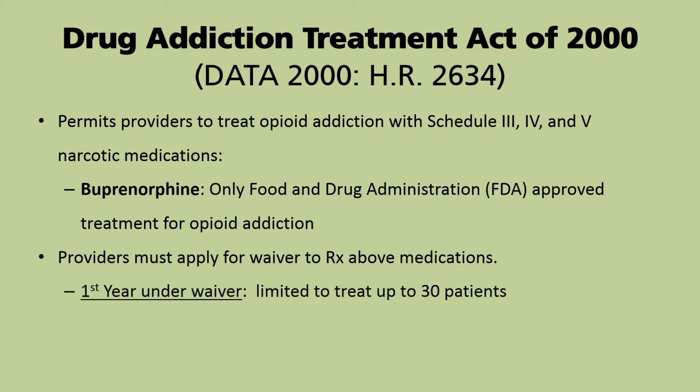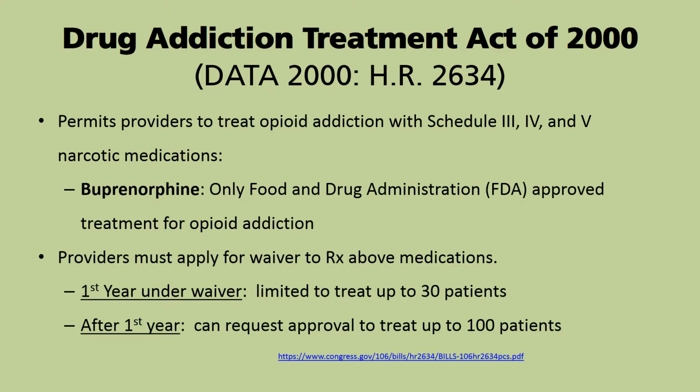The Drug Addiction Treatment Act of 2000 allows providers to treat opioid addiction with Schedule 3, 4, and 5 medications. Currently, buprenorphine is the only FDA-approved treatment for opioid addiction. Providers may register to prescribe buprenorphine and may treat up to 30 patients in the first year once this registration is obtained. After the first year, providers can request to treat up to 100 patients.